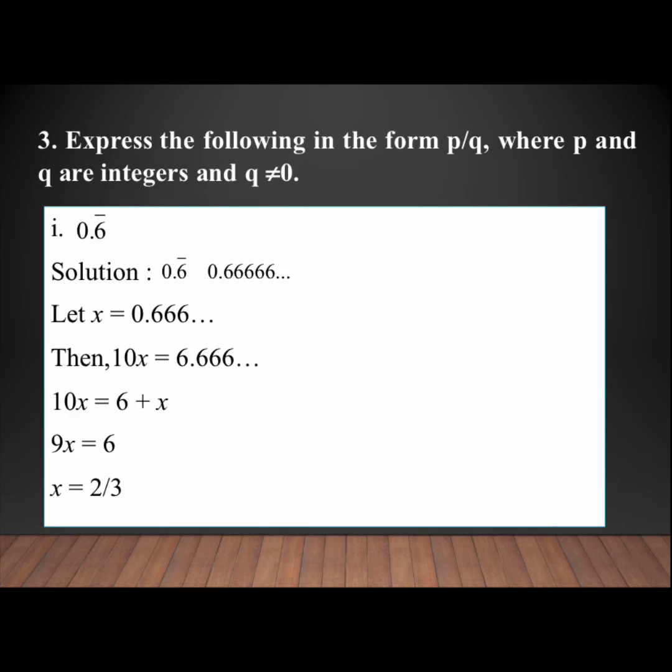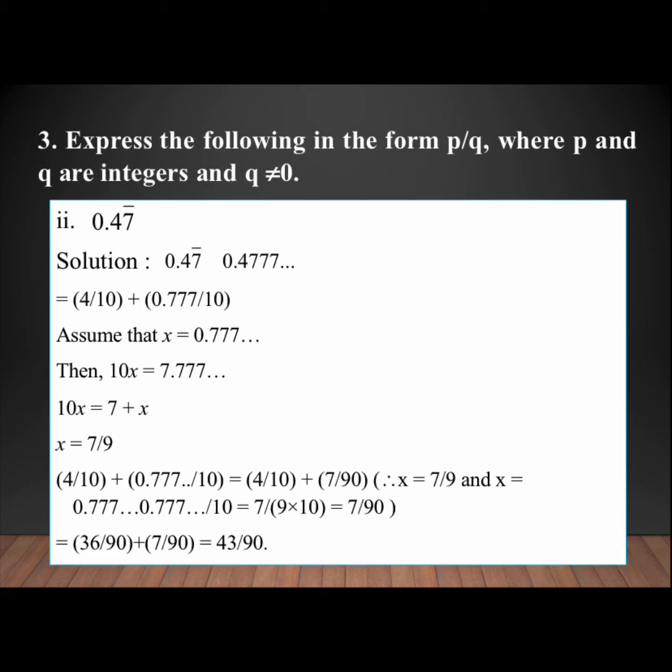Now 10x minus x equals 6, which gives 9x equals 6, and which gives us x equals 6 by 9, which further equals 2 by 3. Now the next part is 0.47 bar, and simplifying it first, we get 0.47 bar equals 0.4777. We can write it as 4 by 10 plus 0.777 by 10.